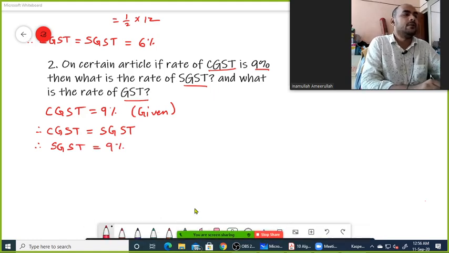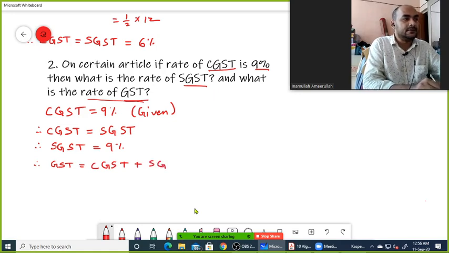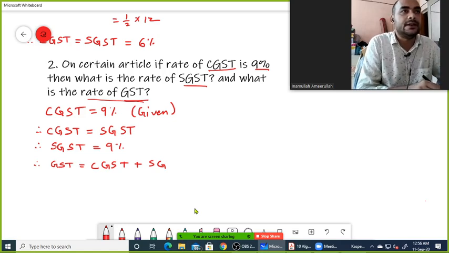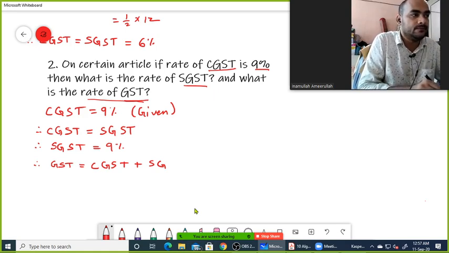Then next part of the question says, what is the rate of GST? So GST should be CGST plus SGST, means central tax and state tax together will give you GST amount. So CGST is 9, SGST is also 9, so GST will become 18%.